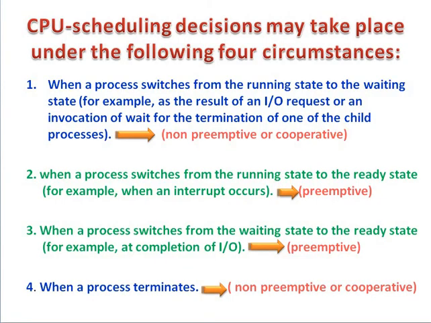CPU scheduling decisions may take place under the following four circumstances. First, when a process switches from the running state to the waiting state, for example as the result of an I/O request or an invocation of wait for the termination of one of the child processes. Then non-preemptive or cooperative scheduling is required.